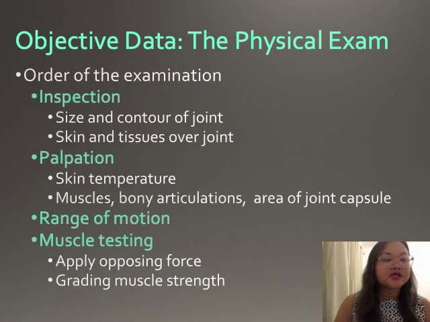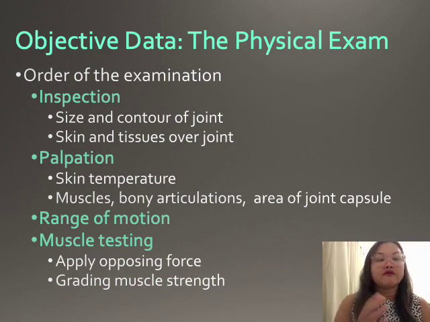So starting with inspection and moving down, we're going to inspect the size and contour of every joint. And we start here at the TMJ and we're going to move downward. We're looking at not only the size and contour, but we're going to look at the skin and the tissues over the joint. Okay, so we're looking for color, swelling, any masses, deformities, anything that's going to tell us that maybe that joint is irritated.